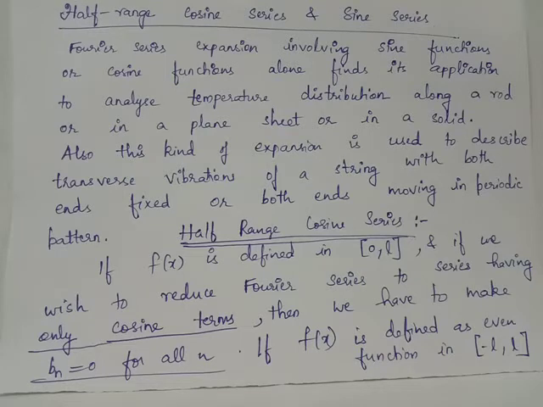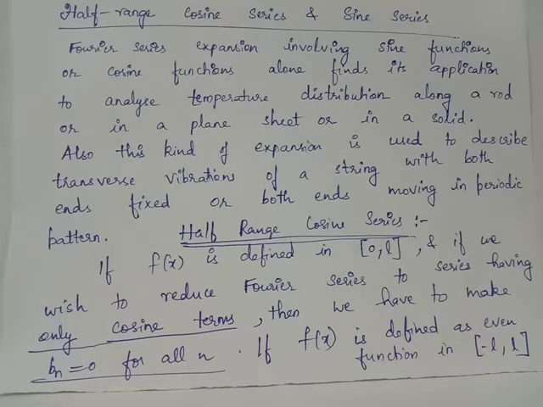Also, this can be used to describe transverse vibrations of a string when both ends of the string are kept fixed or both ends of the string are moving in periodic pattern. First, let us discuss how we can frame half-range cosine series. Suppose we have a function f of x defined in the interval 0, L and we wish to make half-range cosine series, that is, our Fourier series must contain only cosine functions and not sine functions.